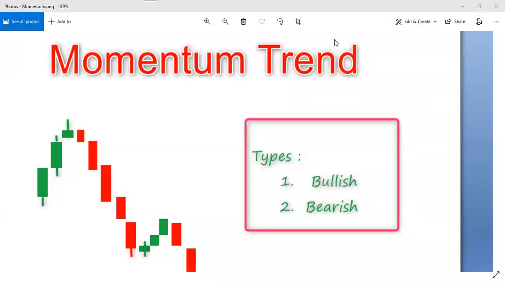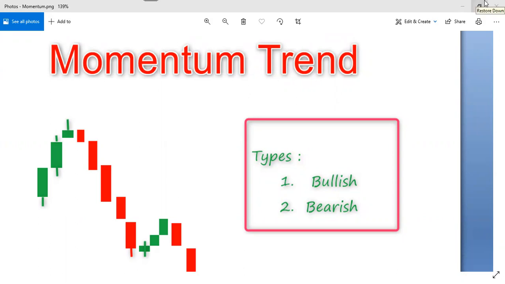So welcome to all. Today I am explaining about the momentum trend. Okay, the most important thing we can commonly see in the market is the momentum trend. I will just give you a hint and tell you where we can take a trade. This momentum trend is the most important one when you are going for trading.